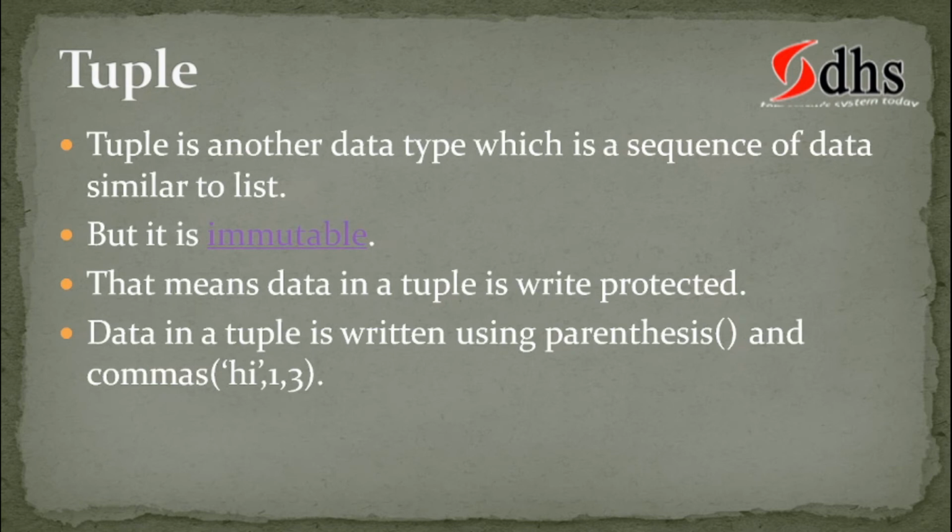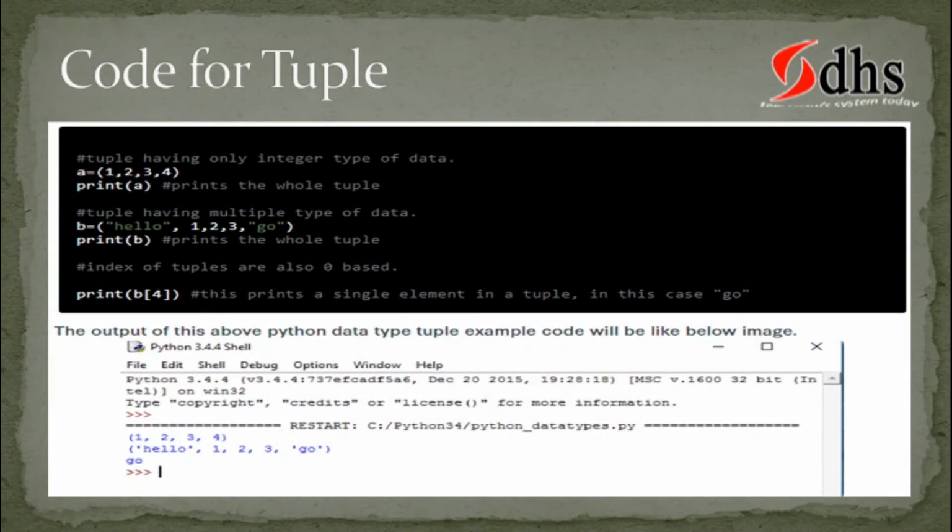And the second thing is that it uses parentheses. We have to use the curved parentheses. You can see multiple things here also: A equal to 1 2 3 4, print A, and B equal to hello 1 2 3, like that we can do, and print B of 4, everything, but it is immutable. We can check those things.